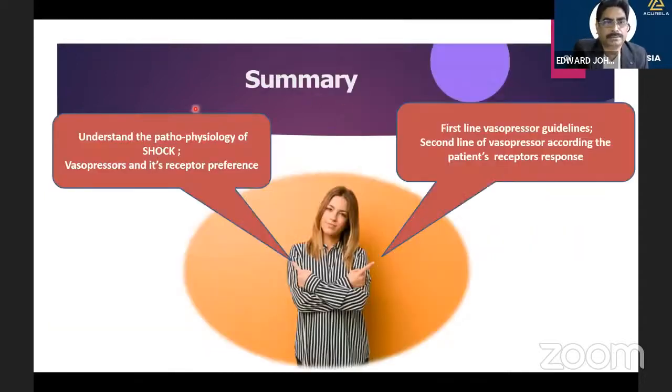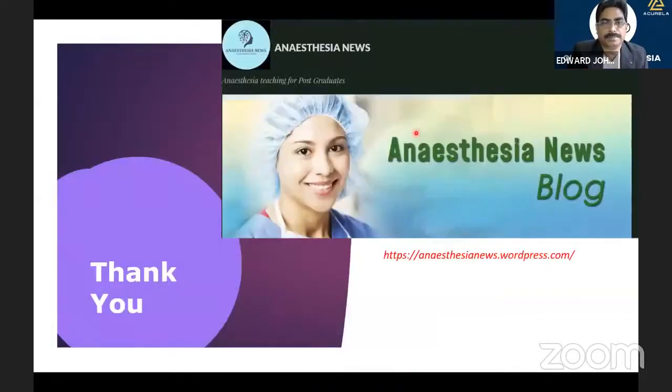So in summary, first you must understand the pathophysiology of the shock. Then you have to select the vasopressor according to the receptor's preference. First you select a vasopressor according to the guidelines. The second additive vasopressor should be according to the patient's receptor responsiveness. So with that, I come to the end of my presentation.